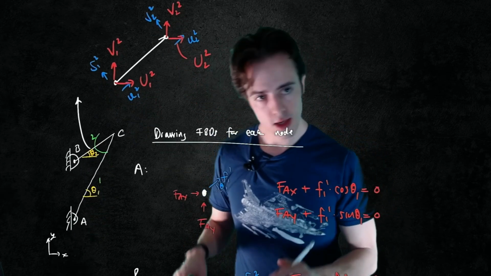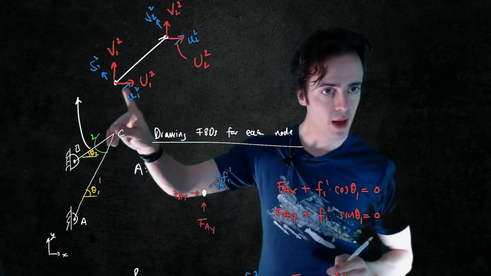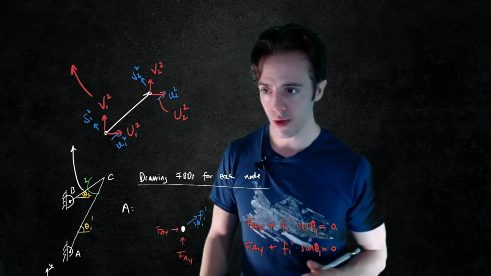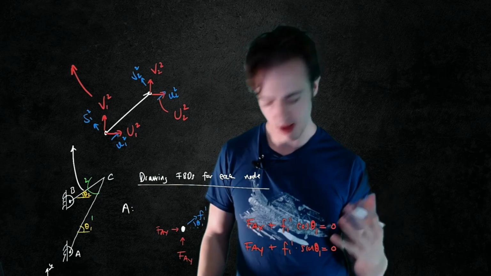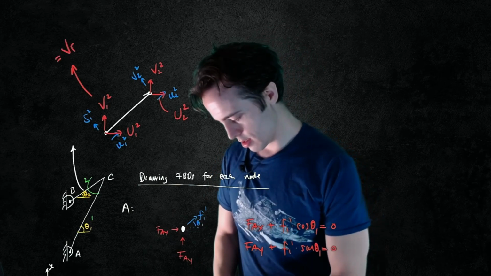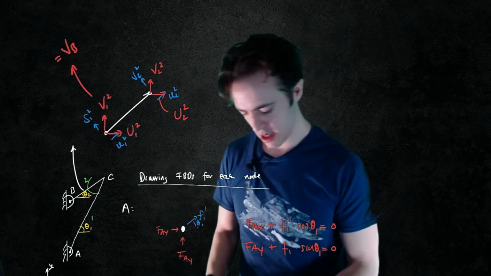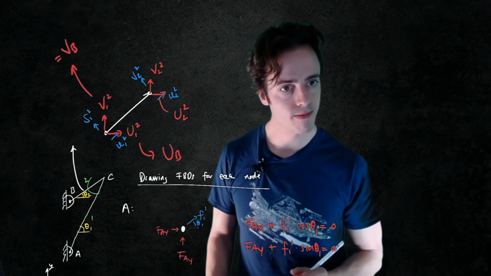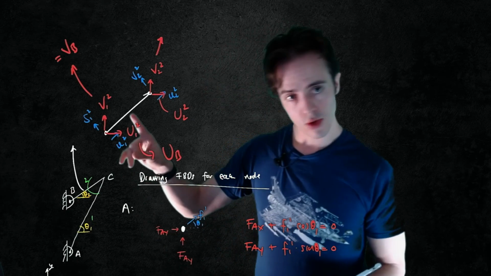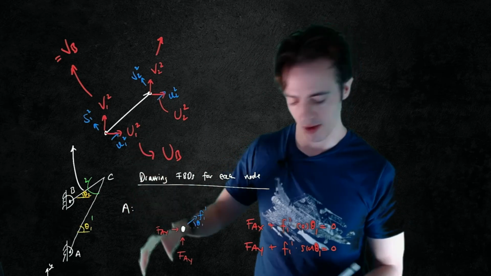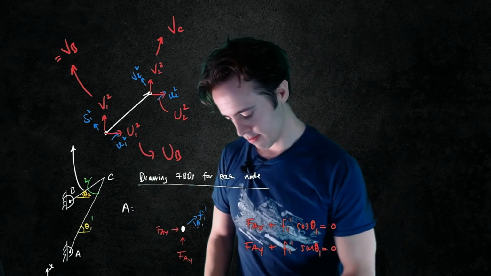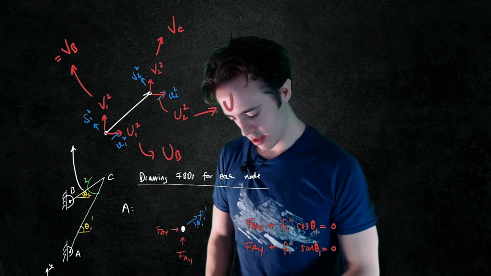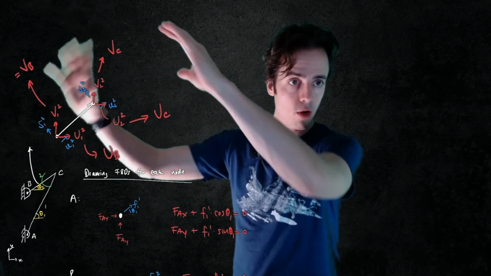Now hopefully you guys can see that this element here, this is node B and this is node C. So we can see that v12 is simply equal to VB, the vertical displacement of node B. u12 is equal to the horizontal displacement of node B, so we'll call this UB. v22 is equal to the vertical displacement of node C, so we'll call that VC. And u22 is equal to the horizontal displacement of node C, so that is UC. So this is our correspondence now.